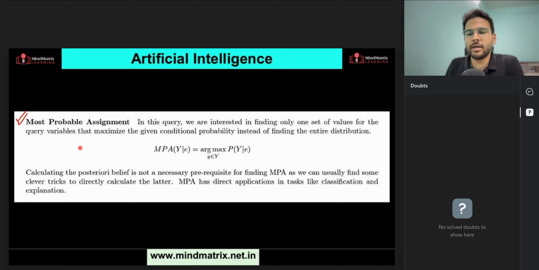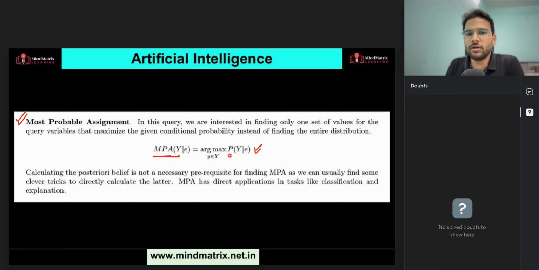And then most probable assignment. Like we have MLE, similarly we have MPA also, most probable assignment. So if you remember, we calculated this. In which algorithm were we doing this? In the Viterbi algorithm. If you remember, in the previous lecture we covered that.